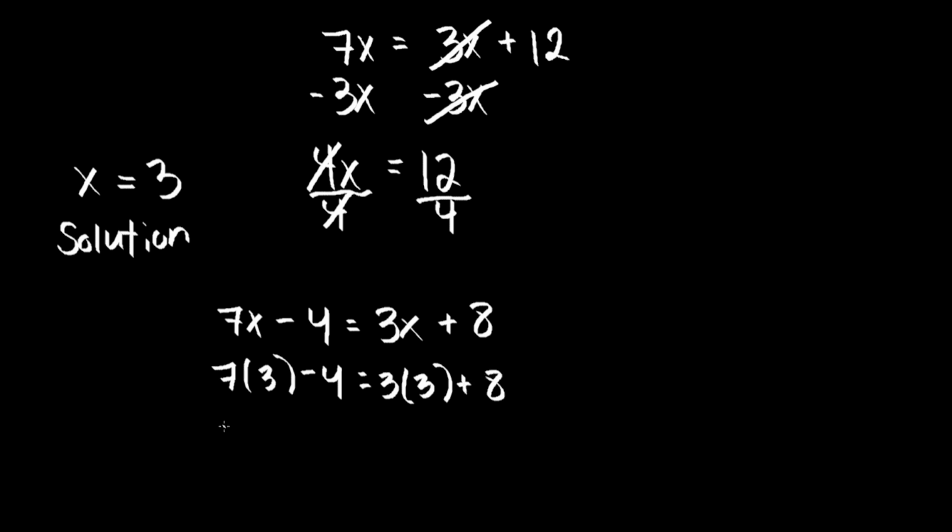And just multiplying this out and everything, I'll take it step by step. We get 21 minus 4 is 17, and 9 plus 8 is 17. We're left with 17 is equal to 17. And since both sides of the equation are equal, this is a solution, and it works in this linear equation.